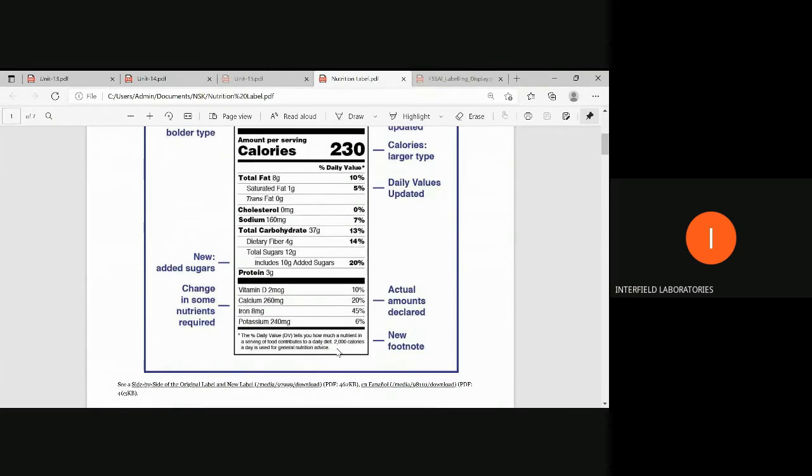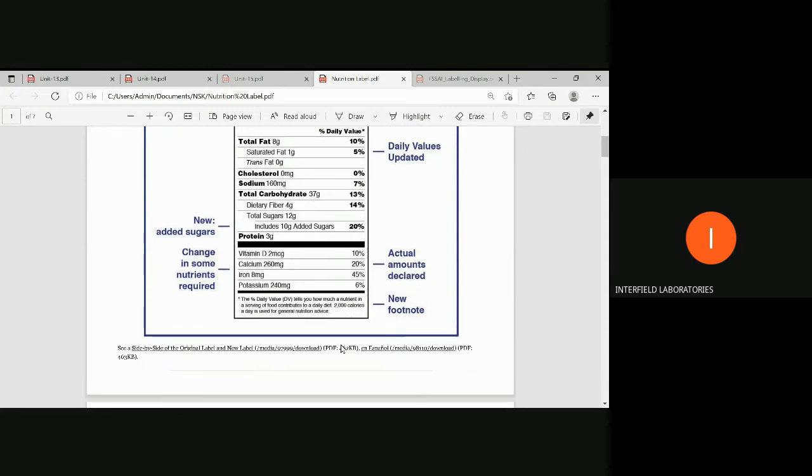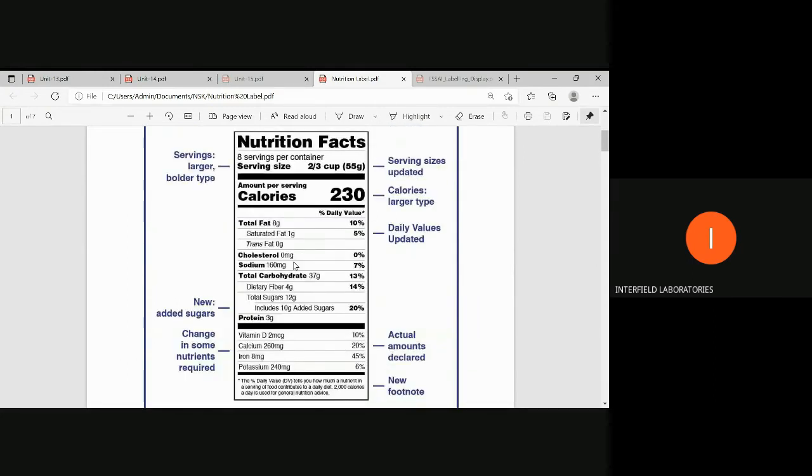If a person is taking a daily diet containing 2000 calories, what is the percentage provided by this particular product? That is shown here. So this is a nutritional panel format. This is according to US FDA.